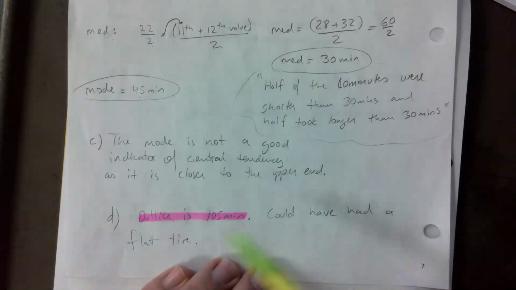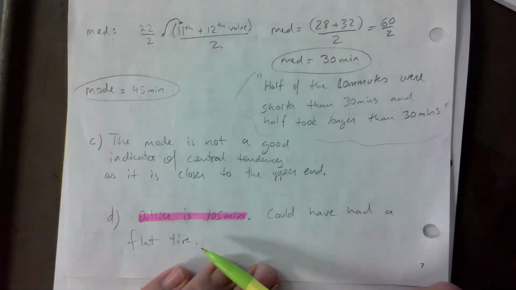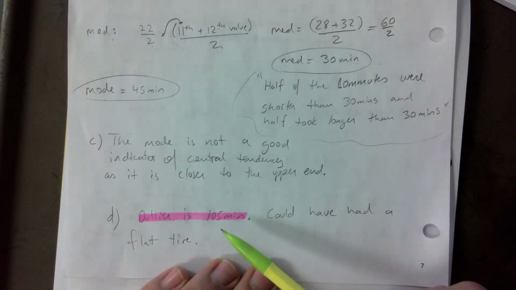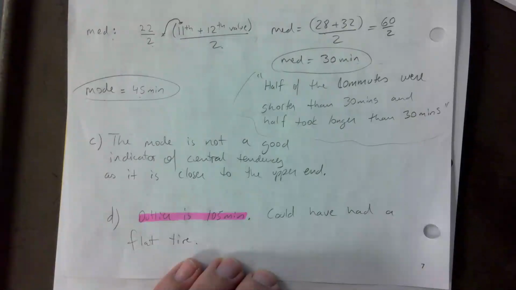Why is that possibly the case? The person could have had a flat tire that day, or it could have been a winter storm like yesterday. So you just use your imagination. If it ever asks you, why could that be? Why is the outlier there? That's where you just make up a story. Okay? Most of the time they'll be very relatable, like you'll be able to relate to the scenario. It won't be something abstract.